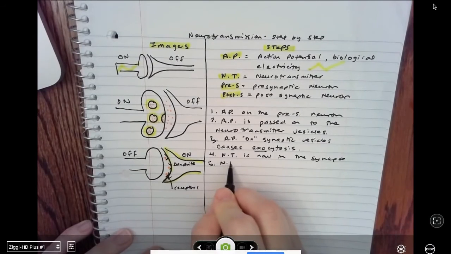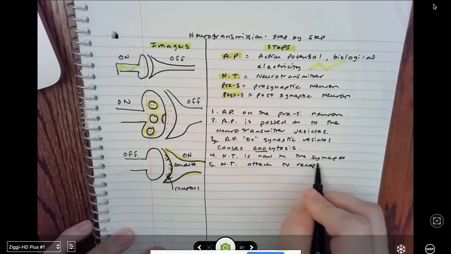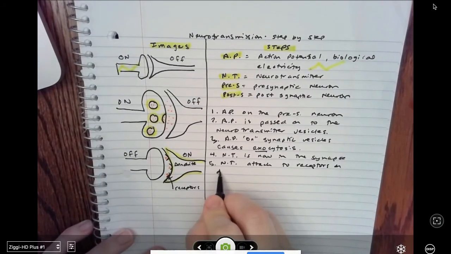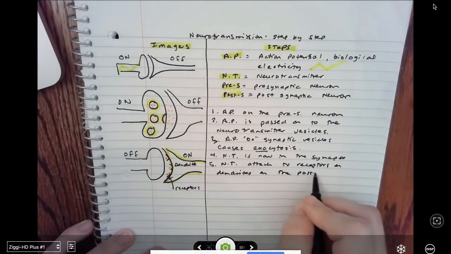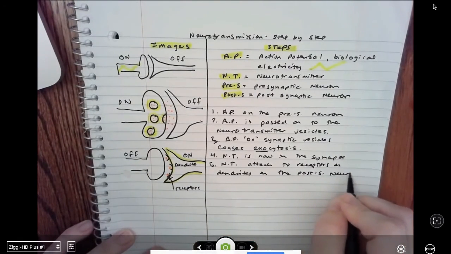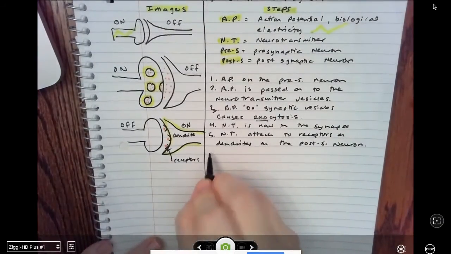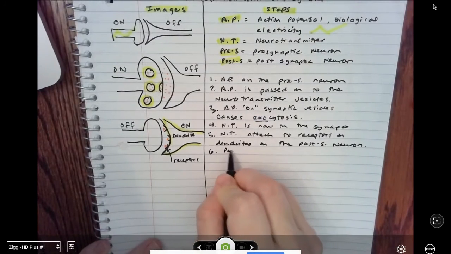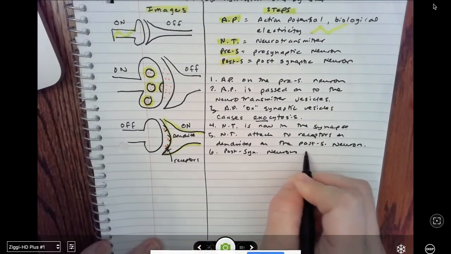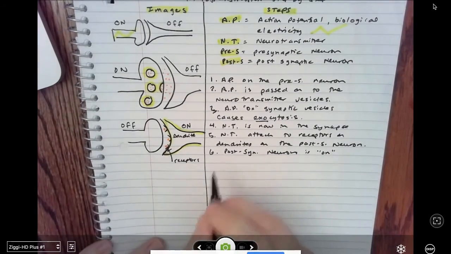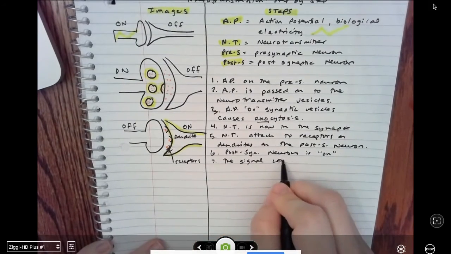So neurotransmitter is now in the synapse. Number 5, neurotransmitters attach to receptors on dendrites on the postsynaptic neuron. Only a couple more steps. Now the postsynaptic neuron is considered on. The signal continues to travel.